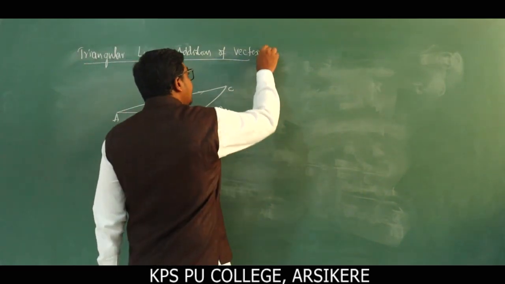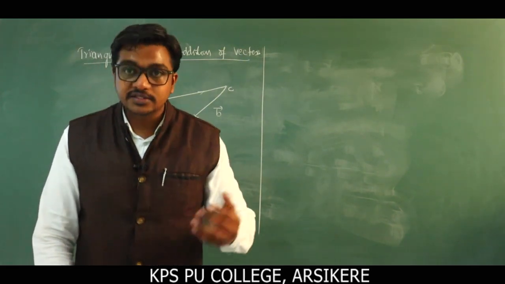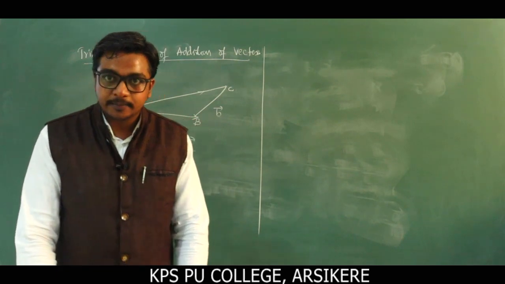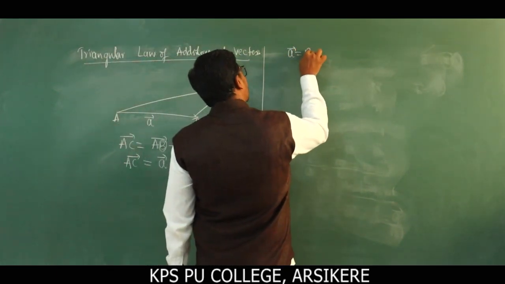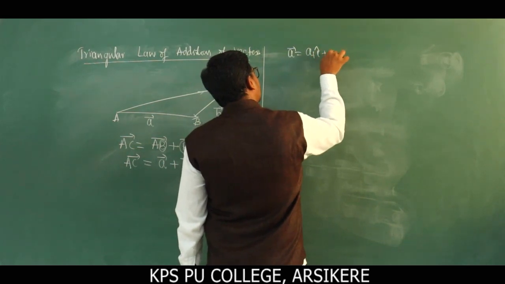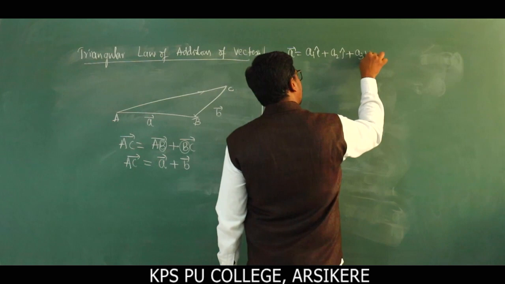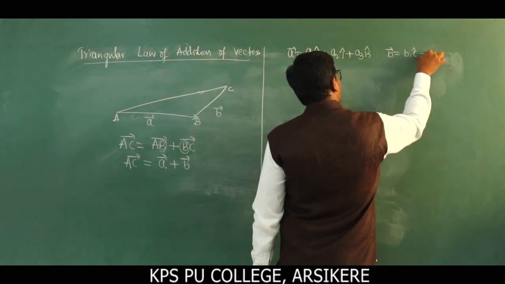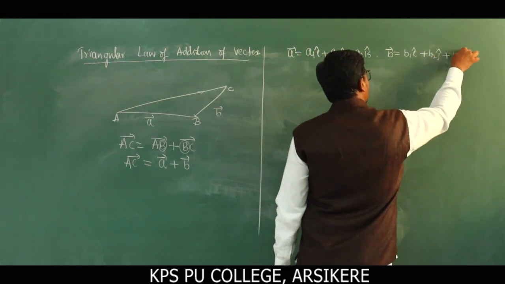Next, when they are given in component form, how to find the addition or difference of two vectors or else the scalar multiple of the vector? Observe here. So here we have vector a is equal to, I will write in component form, a1 into i cap plus a2 into j cap plus a3 into k cap, and vector b is equal to b1 into i cap plus b2 into j cap plus b3 into k cap.